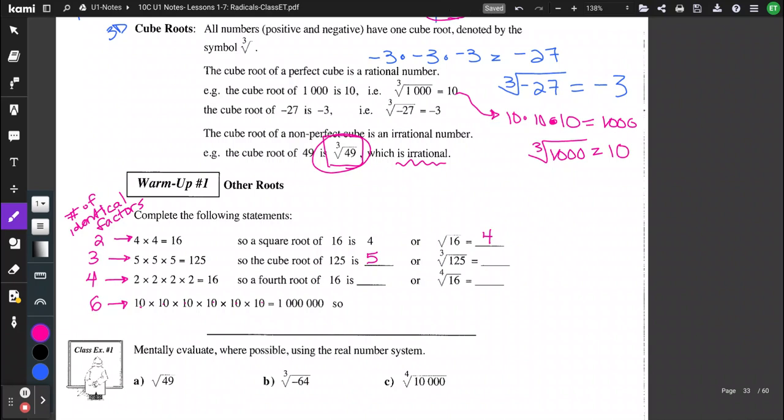Which original number was multiplied 3 times? Or in the next case, 4 times. So what number was multiplied 4 times by itself? The number 2. So the fourth root of 16 is 2.